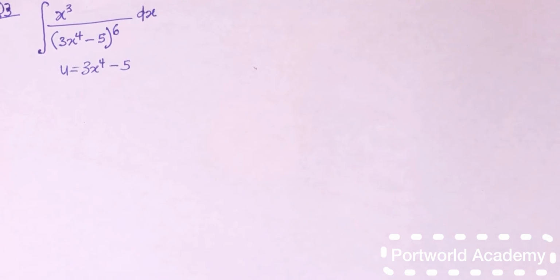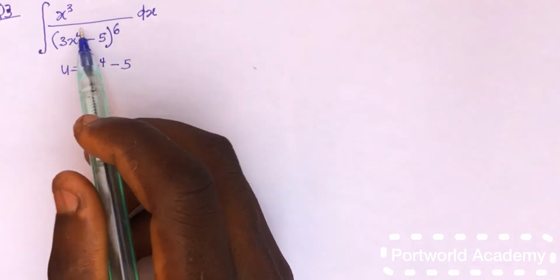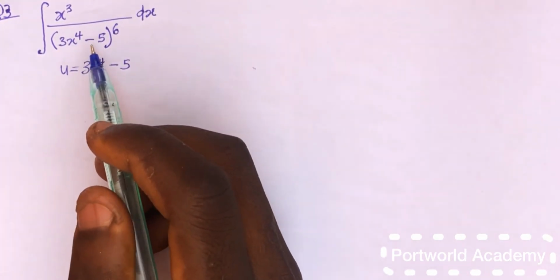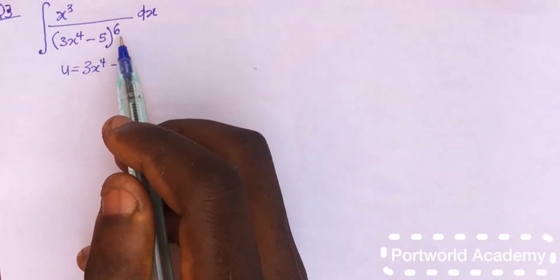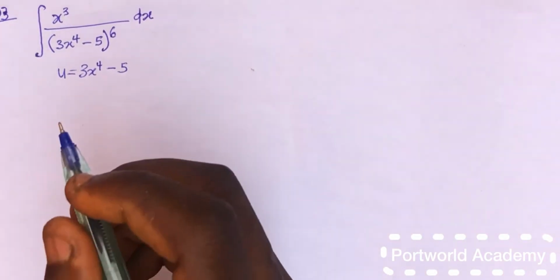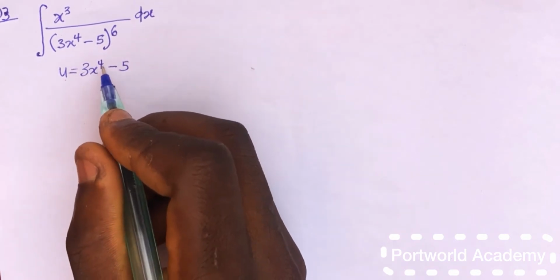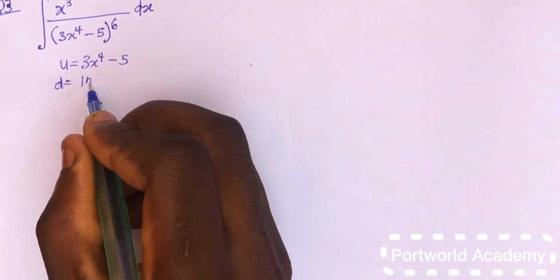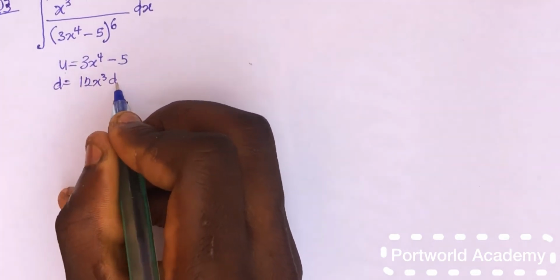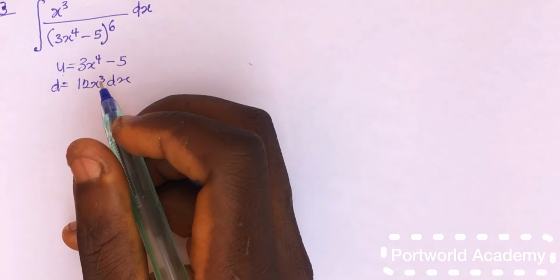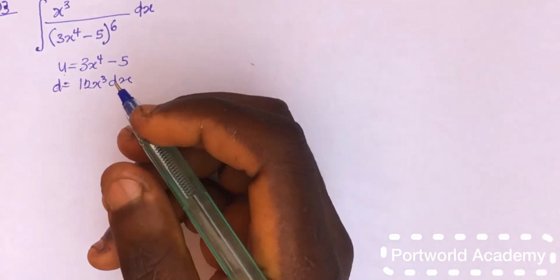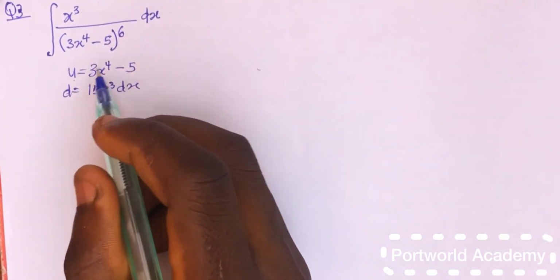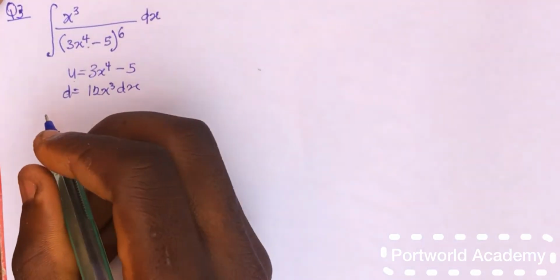So friends, let's take a look at another integral question I have here with me. I have the integral of s raised to the power of 3 divided by 3s to the power of 4 minus 5, all raised to the power 6, dx, right? So we can simply say let u equal 3s to the power of 4 minus 5, such that du equals 12s raised to the power of 3 dx. Because if you differentiate minus 5, that's a constant, we all know that is 0.